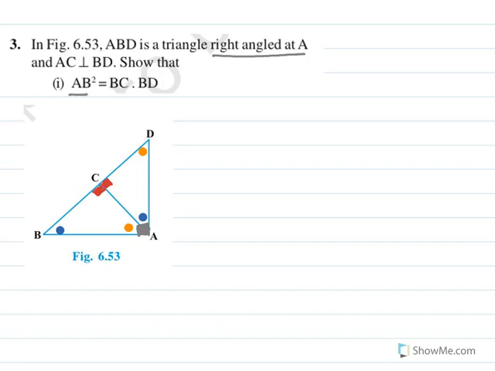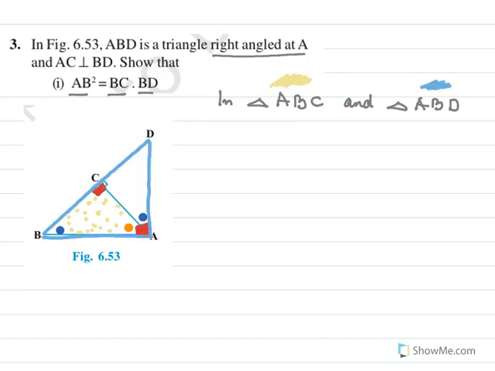And I need to prove AB square equals BC into BD. Now AB square, so if you look up, I have to take the small triangle with the larger one. So we take triangle ABC and the big triangle, that is ABD, and we show that they are similar, but we need to write the correspondence correctly to get our sum.